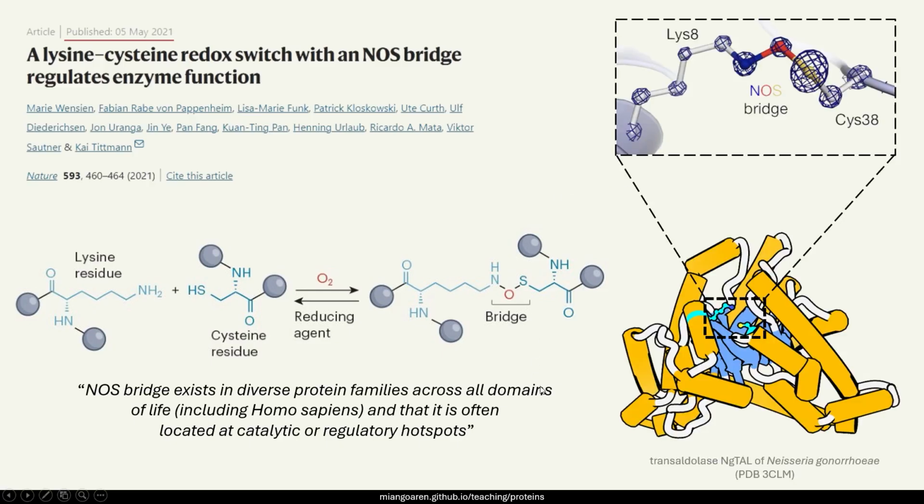And even when exploring how it is seen in its atomic representation in this particular protein of this bacteria, we see that these electron density maps are indeed found here, and here is this beautiful NOS bridge, where precisely here is the oxygen, here is the nitrogen, and here is the sulfur atom that constitute the bridge.